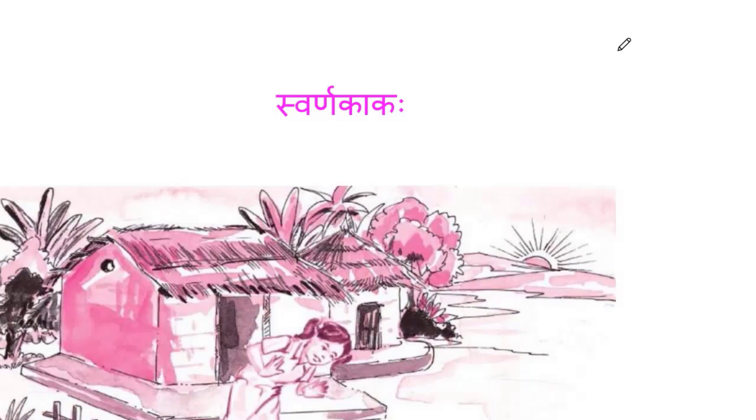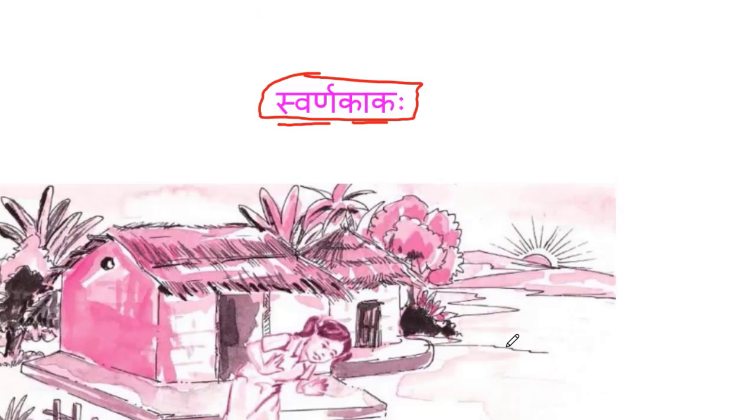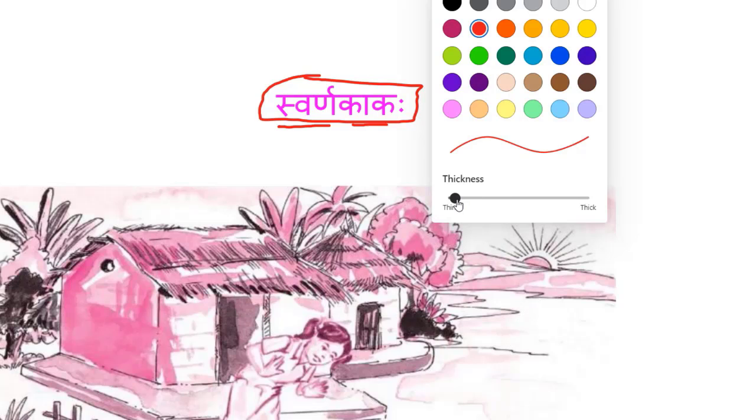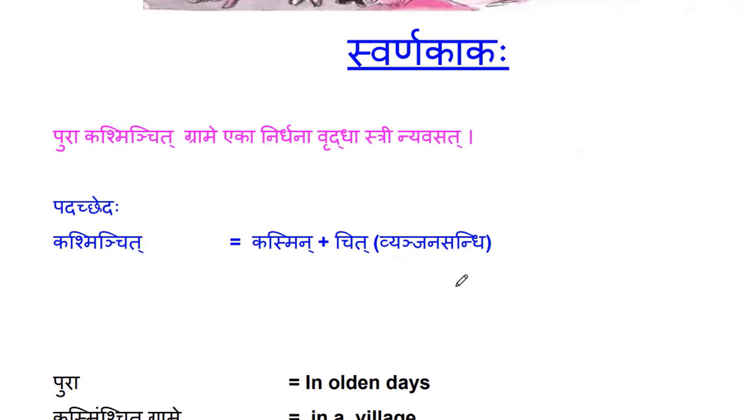You know the meaning of the chapter name? Kaka means crow. Swarna means gold. From this chapter name, you can understand the story is about a bird which is made of gold. Okay, I will read the chapter. Listen. Pura kasminchit grame Eka Nirdhana Vruddha Stri Nyavasada.